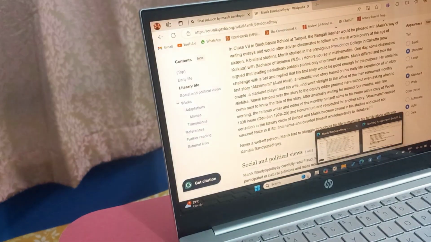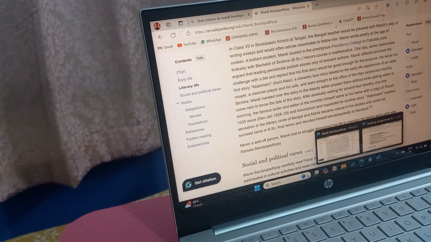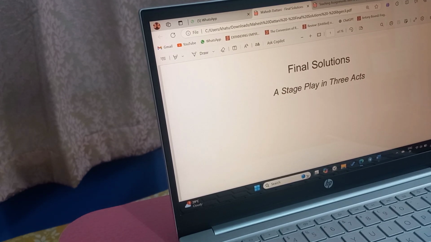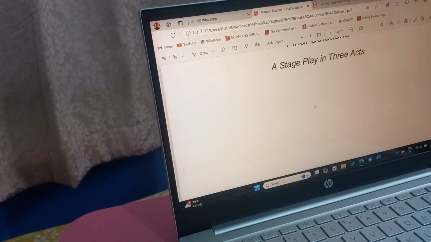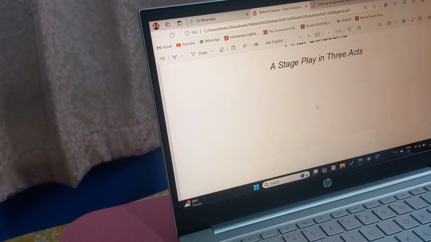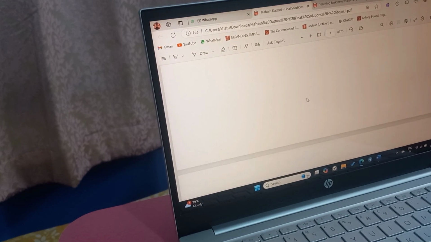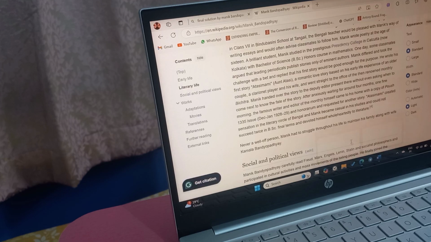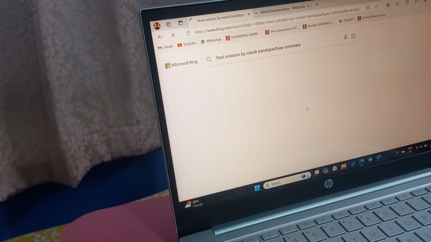And now here it is. Okay, yes, here it is. So I will start reading this. And one interesting thing is that there is also one very famous story with the same title, Final Solution, written by Manik Bandyopadhyay. I actually wanted to say this to you, and that's why I opened the page.